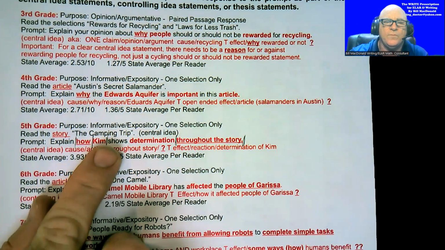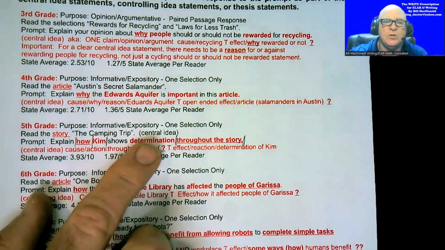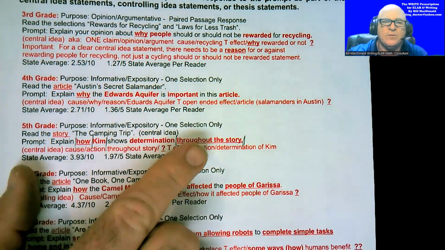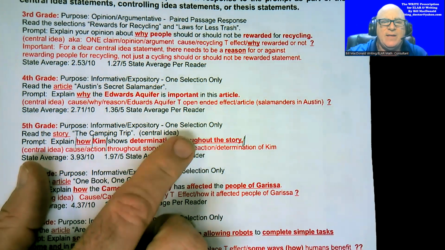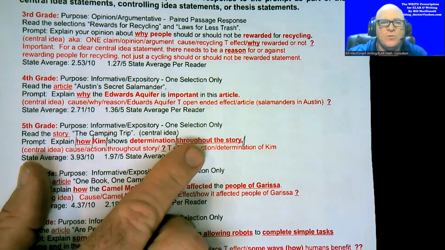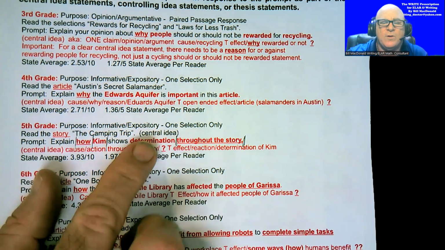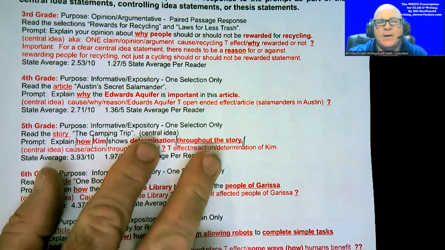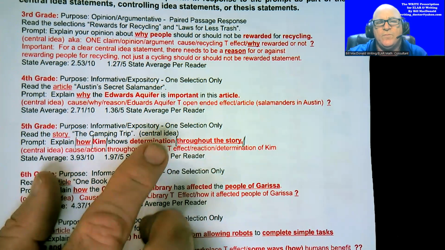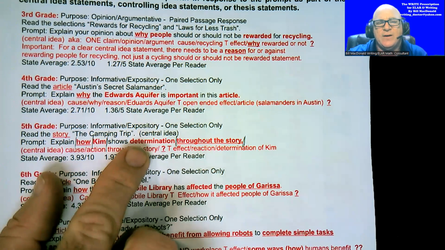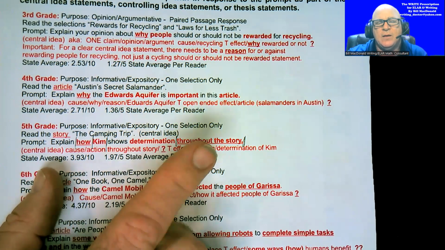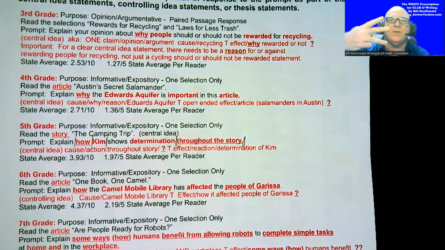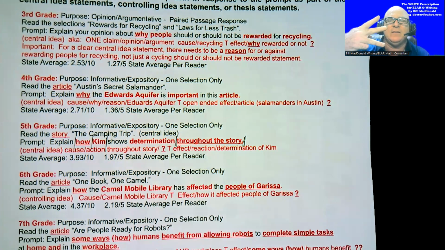Kim, or who, shows determination throughout the story. Now, here's a suggestion for those of you who have kids who struggle. If they can't make it through the entire story, they won't get a 5, but perhaps I can get a 1 or a 2 if I can at least get them to find something about the character showing determination at the beginning.